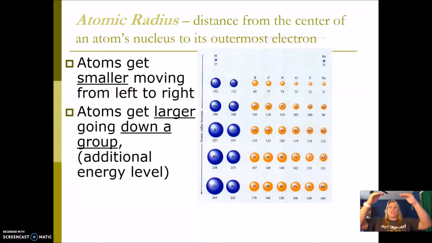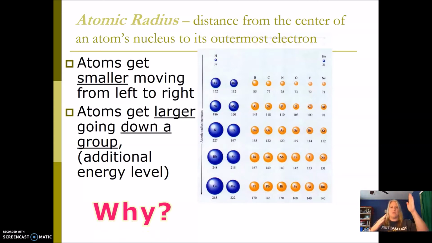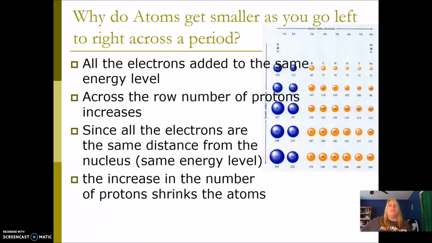Atoms get larger as you go down. Now that should make sense, right? Because as we go down the periodic table, we add more electrons. So each row, we add a shell. So each row, we get bigger and bigger as we go down. But the weird part is that we get smaller as we go to the right, which seems weird, right? We're adding more electrons. So what's that all about?